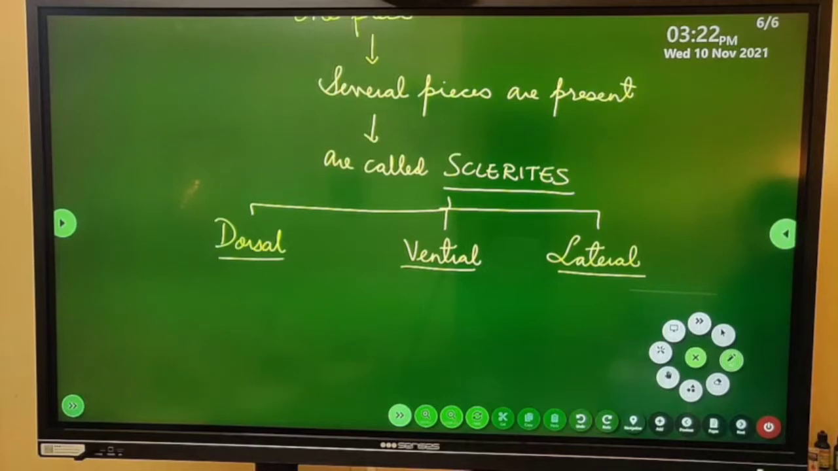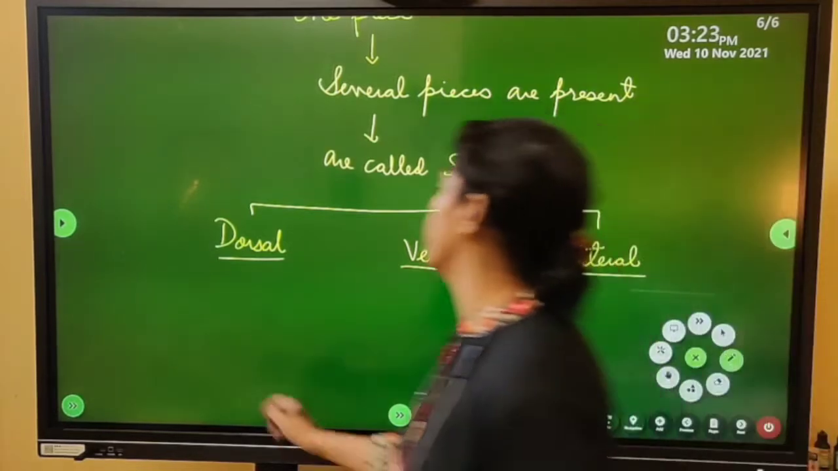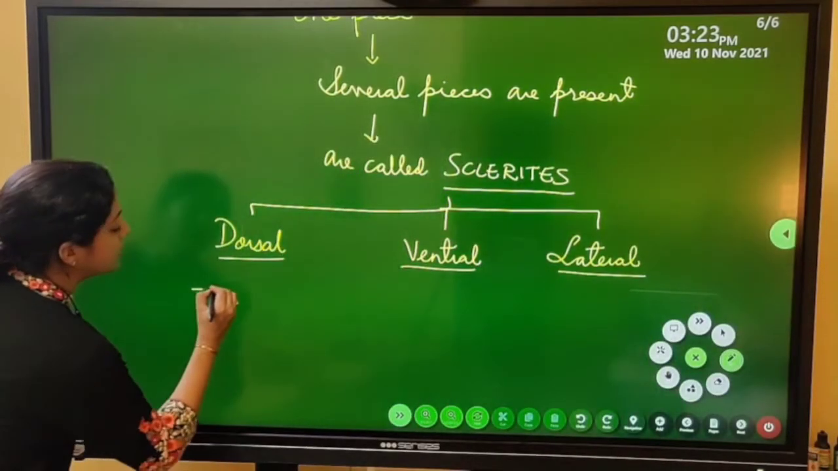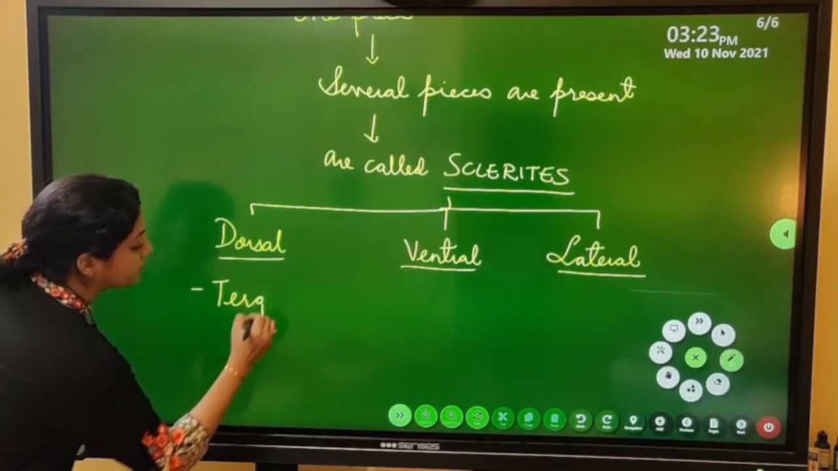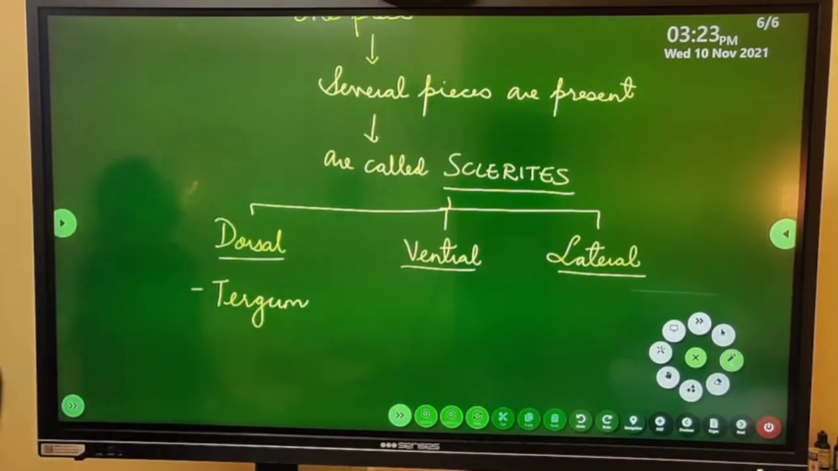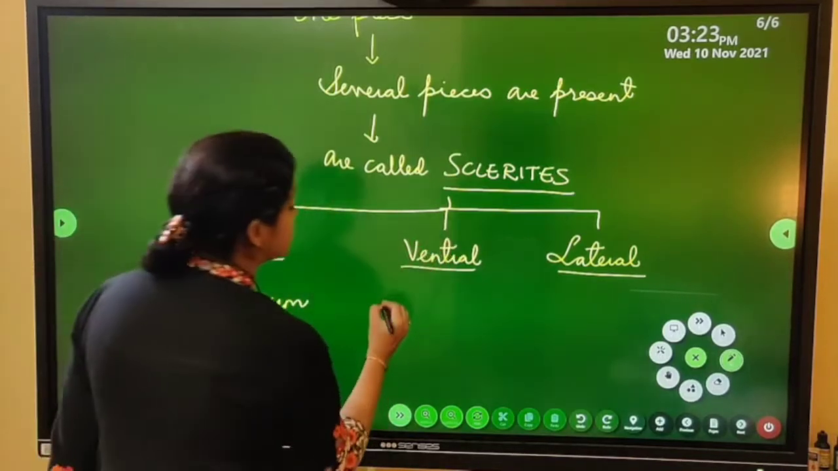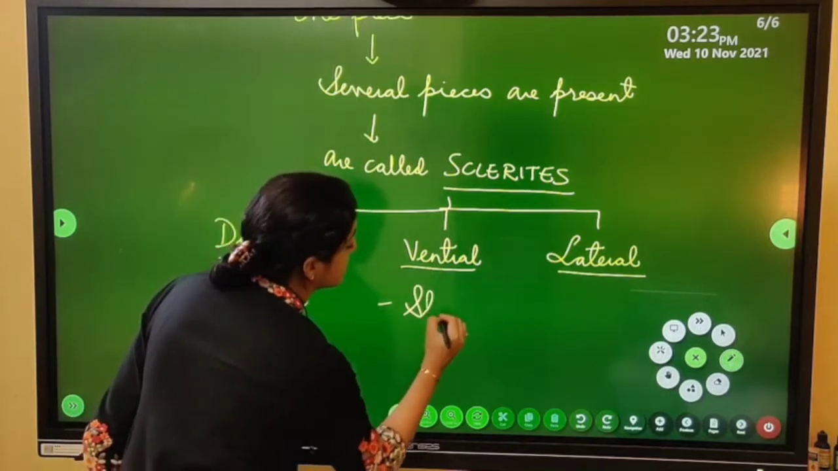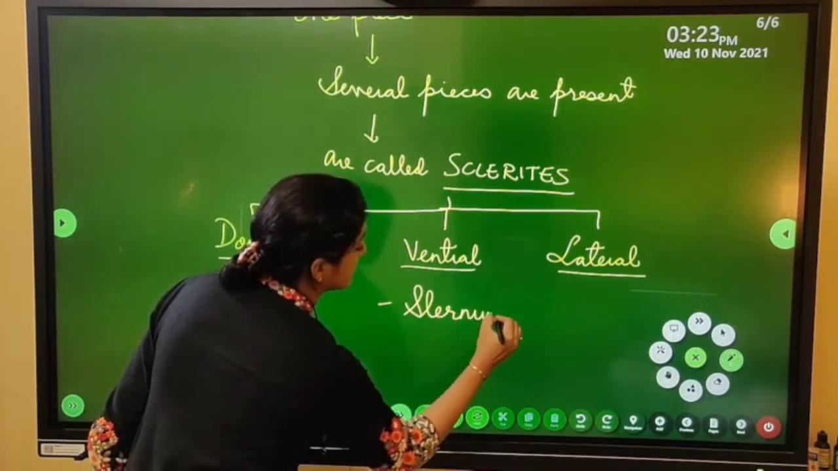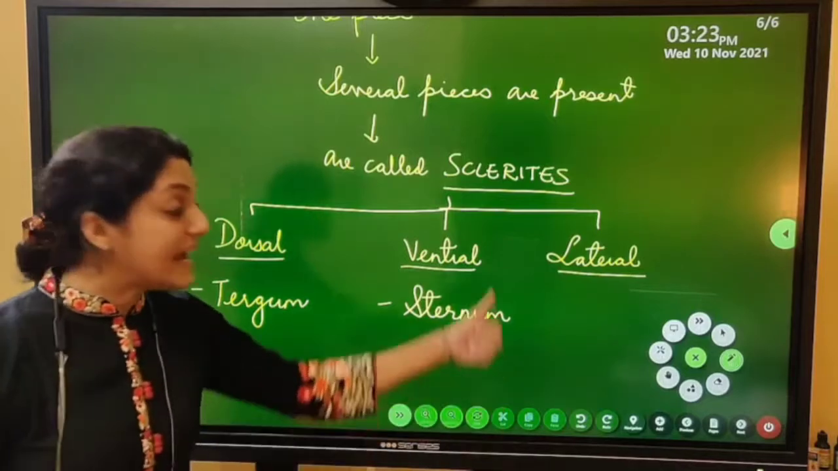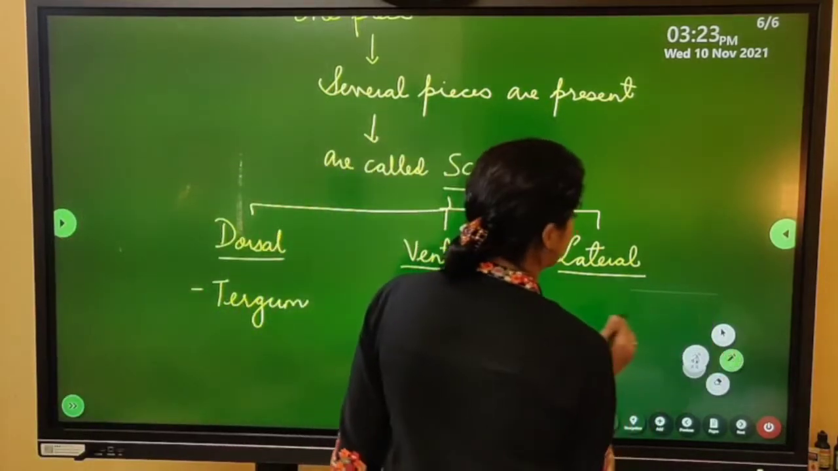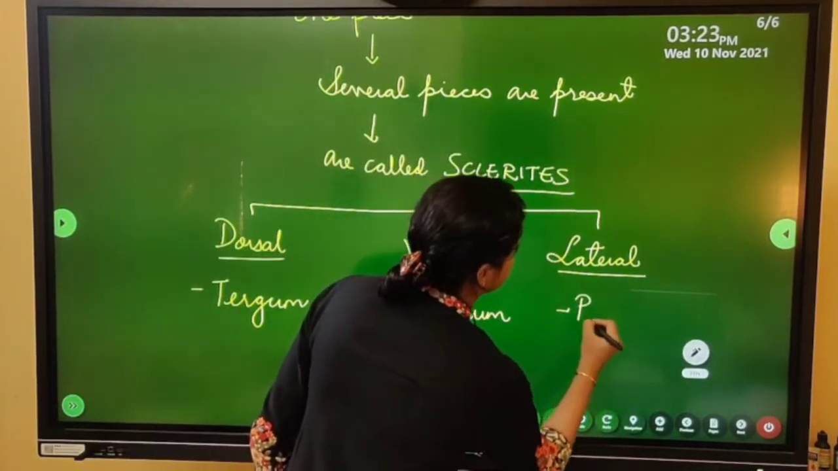Dorsal sclerites को बोलते हैं tergum. They are called tergum. Ventral sclerites, they are called sternum. And laterally they are called pleura.